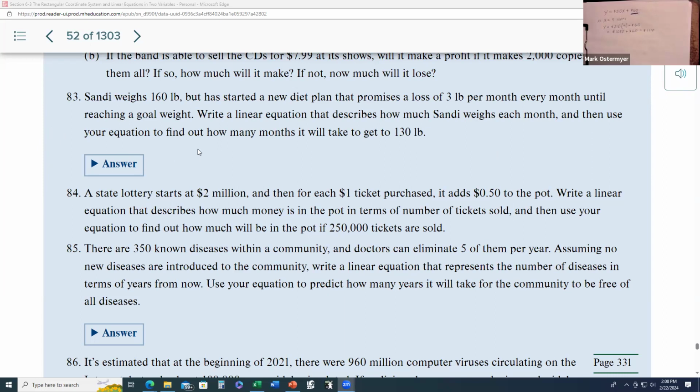Let y be equal to the what? Weight. And let x be equal to the number of months on this diet plan. Y equals weight in pounds. X equals number of months on the diet plan. Go ahead, do number 83.